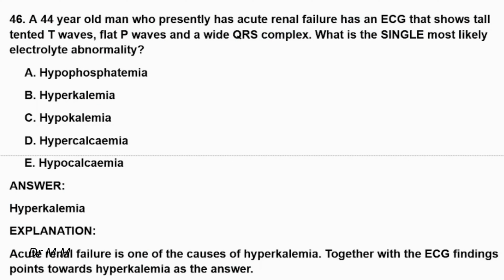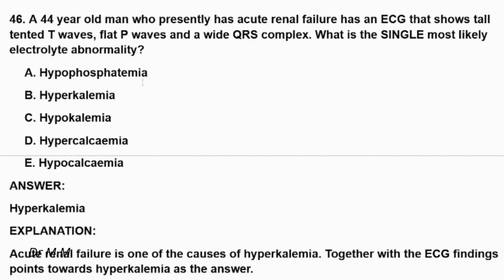Here we are going to explain another question about cardiology. A 44-year-old man who presently has acute renal failure has an ECG that shows tall tented T waves, flat P waves, and a wide QRS complex. What is the single most likely electrolyte abnormality?